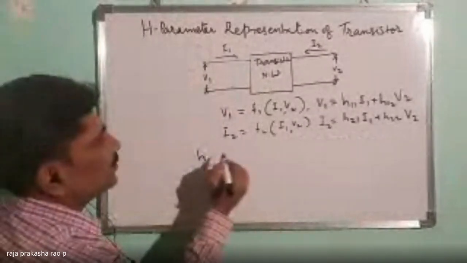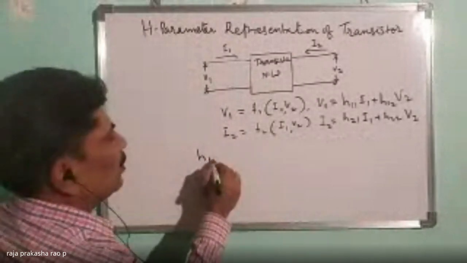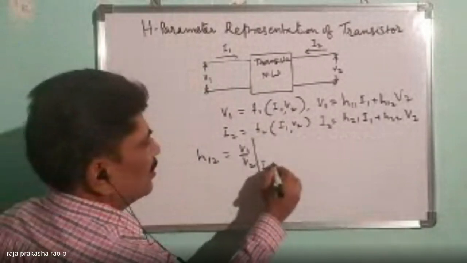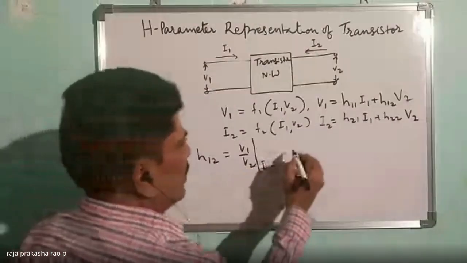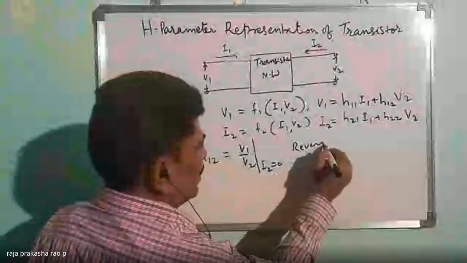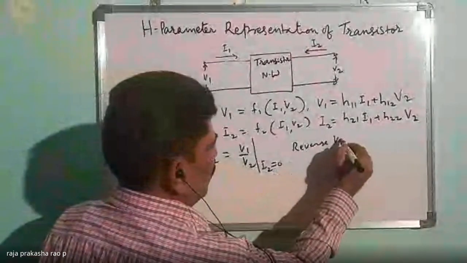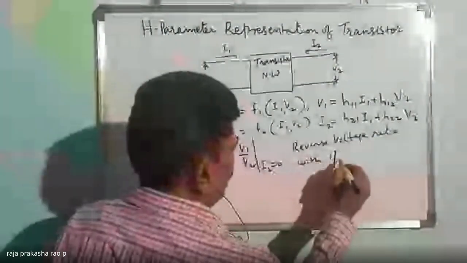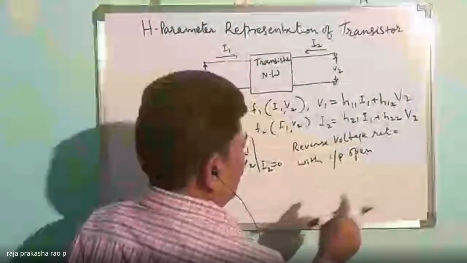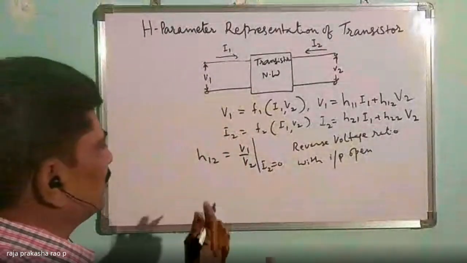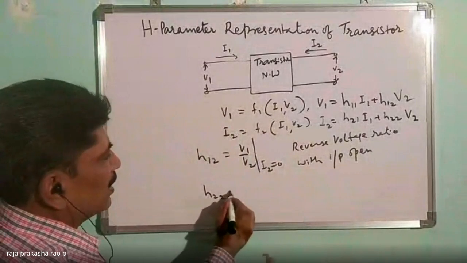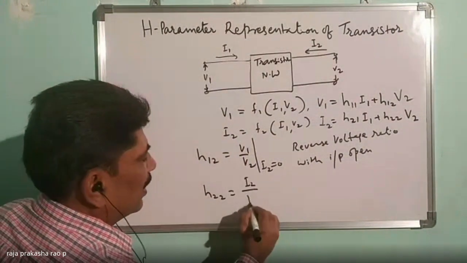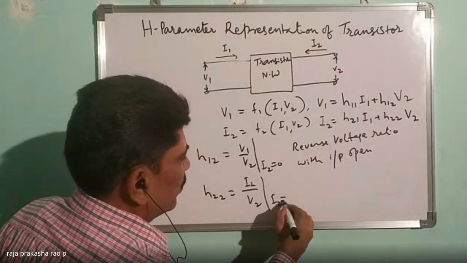Now H12 is equal to V1 by V2 when I1 equal to 0. It is called the reverse voltage ratio with input open. Input open means no current will flow, that is I1 equal to 0. Then H22 is equal to I2 by V2 when the input is open.